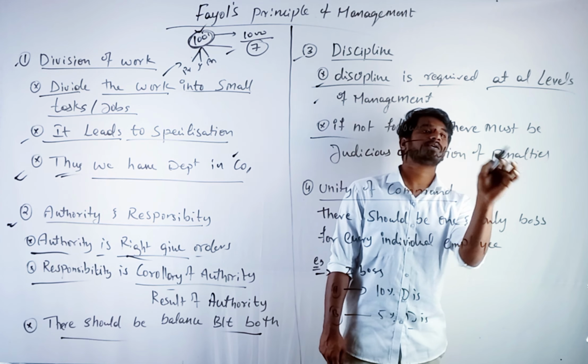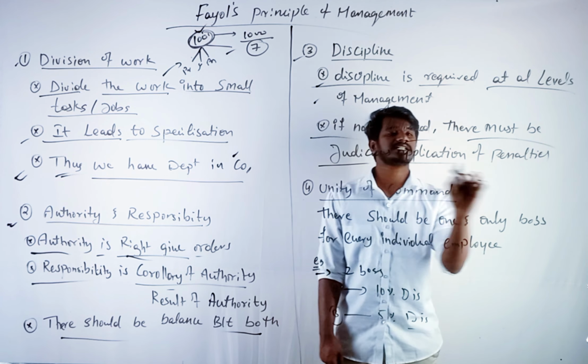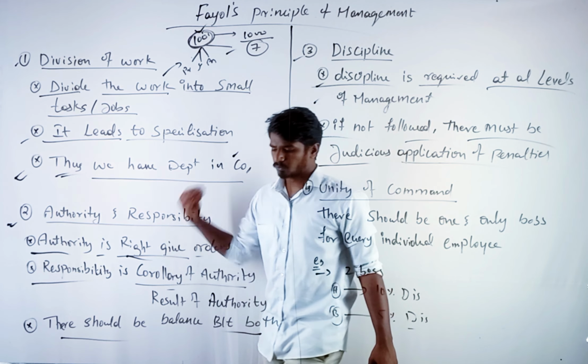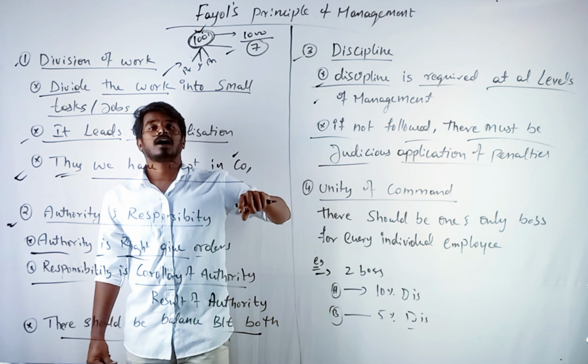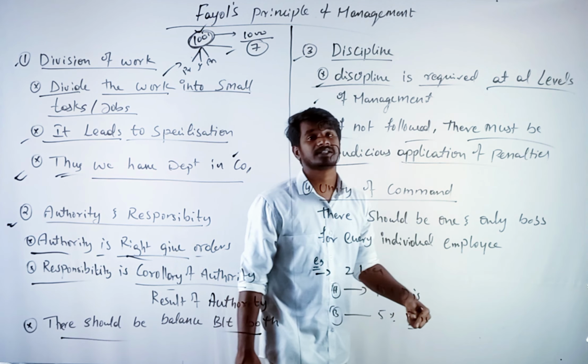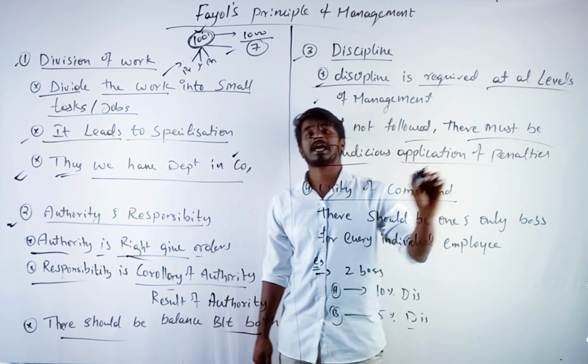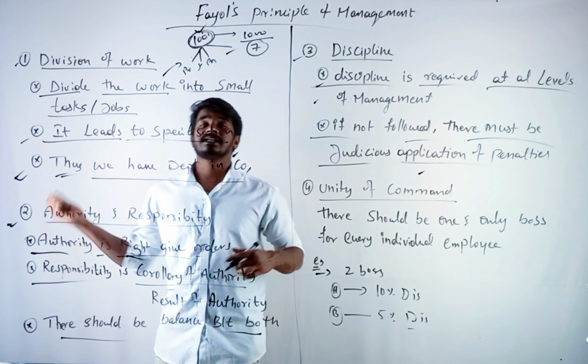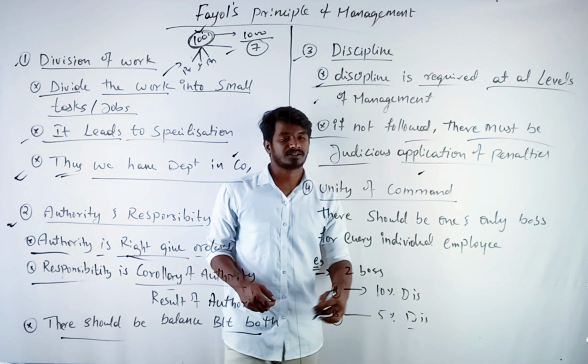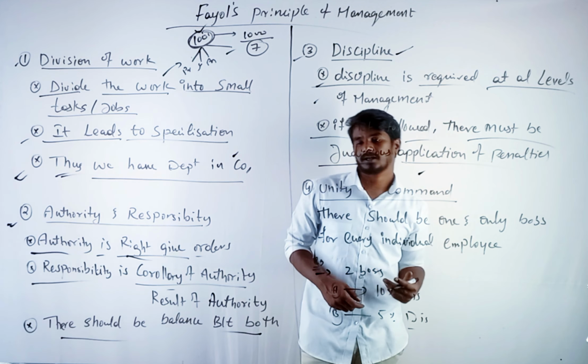If discipline is not followed, there must be judicious application of penalties, whomever it may be. If they are not following the principles, they must be penalized. Then only can they strictly follow the principles or discipline, right?